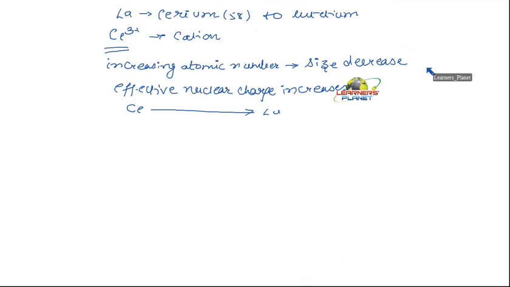Every time, I would like to elaborate this point. Every time an electron is added, what happens? The size is decreasing. Why? First of all, the effective nuclear charge is increasing, that is the net effect of attractive force of nucleus on the valence electron. And secondly, there is one more reason: your d and f orbitals are very big in size. So there is poor screening or shielding effect.